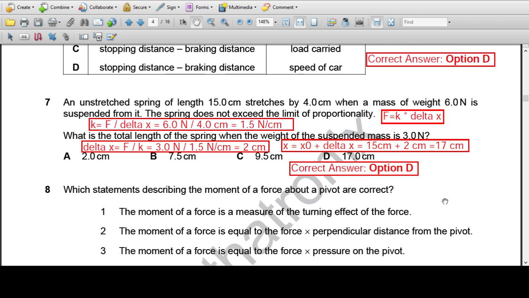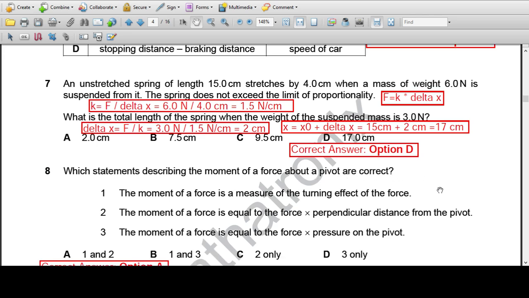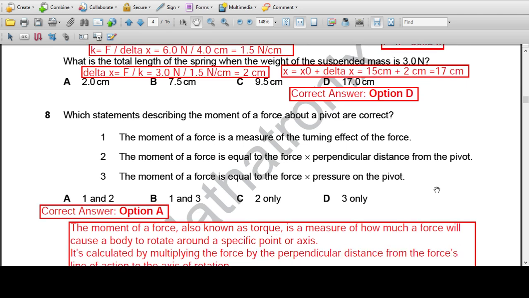Which statements describing the moment of a force about a pivot are correct? 1: The moment of a force is a measure of the turning effect of the force. 2: The moment of a force is equal to the force times the perpendicular distance from the pivot. 3: The moment of a force is equal to the force times the pressure on the pivot. So we know that the moment of a force is a measure of the turning effect of the force, also known as torque.